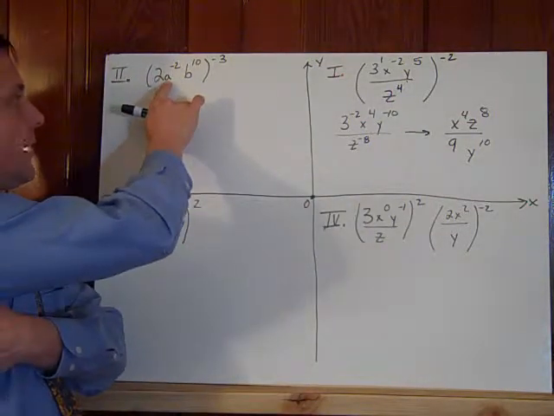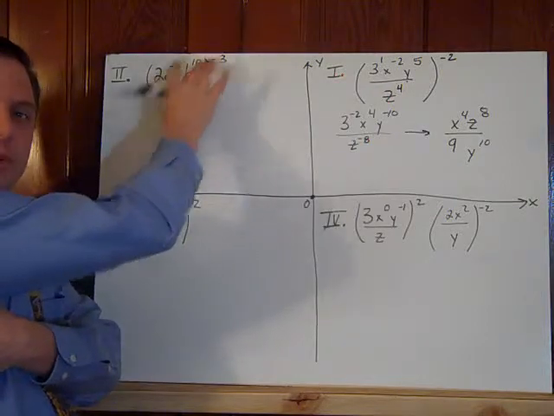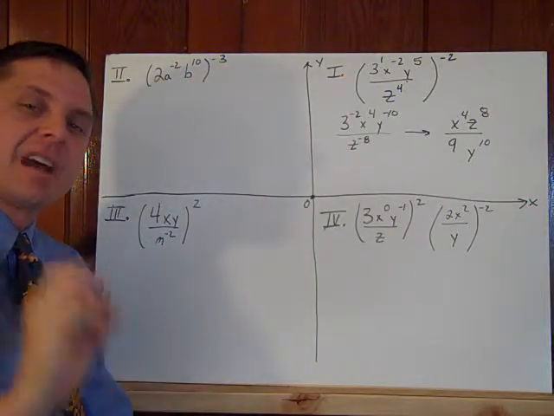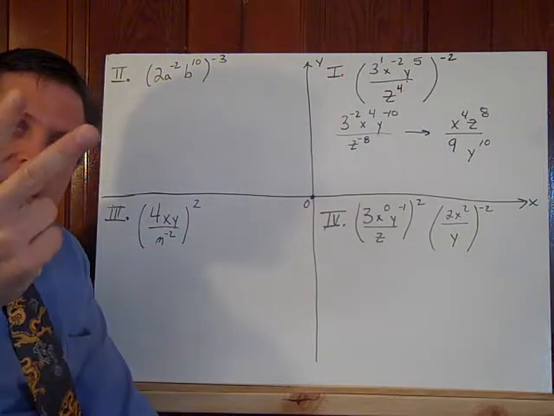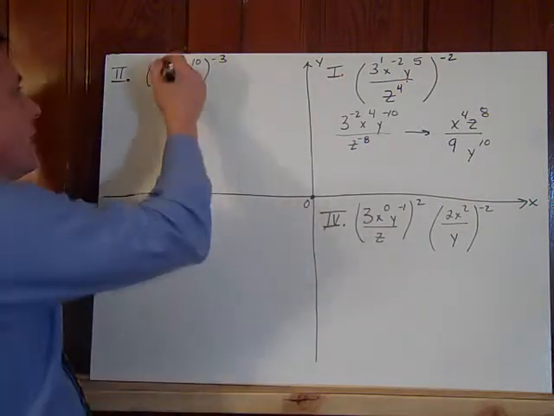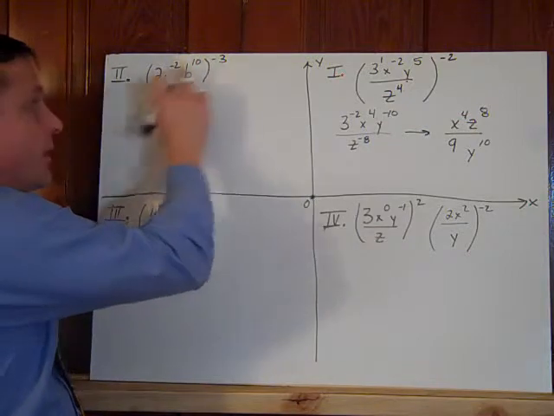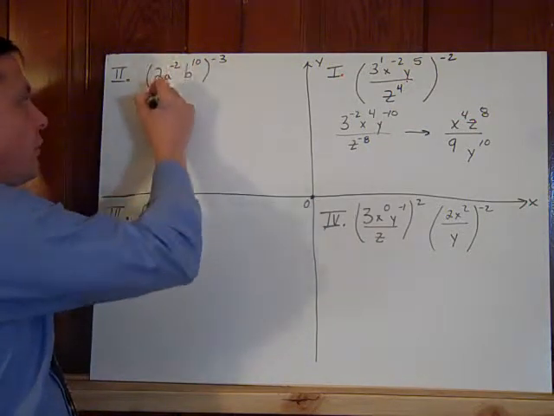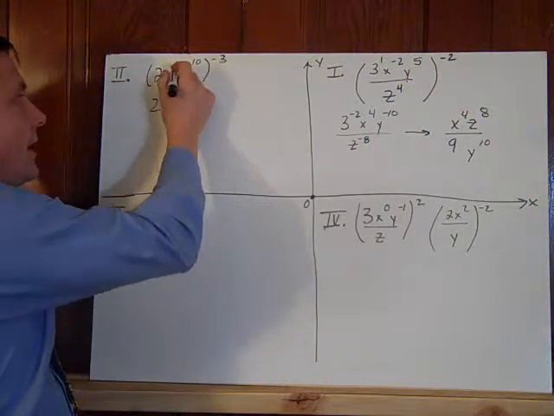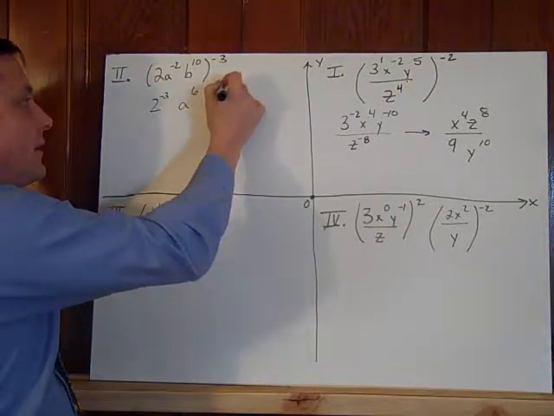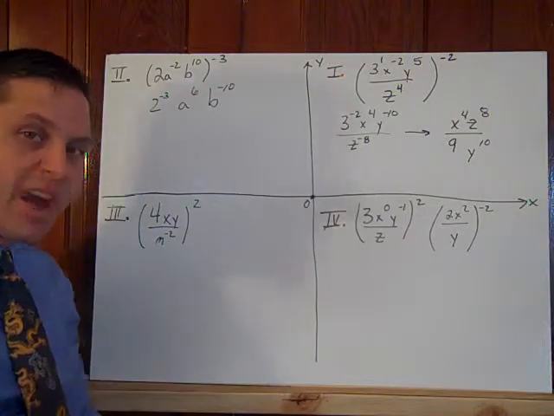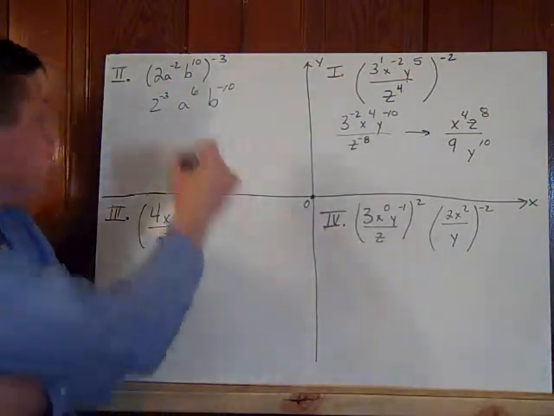Here I have 2, a to the negative 2, b to the 10, all raised to the negative 3rd power. Again, how many factors are there? 2, a, and b. 3 factors. I'm not going to put the 1 on the 2, it's there, so I bring it in, do the power rule first. 2 to the negative 3, a to the negative 2 times negative 3 is a to the positive 6, b to the negative 10. Again, now it looks like our old problems.